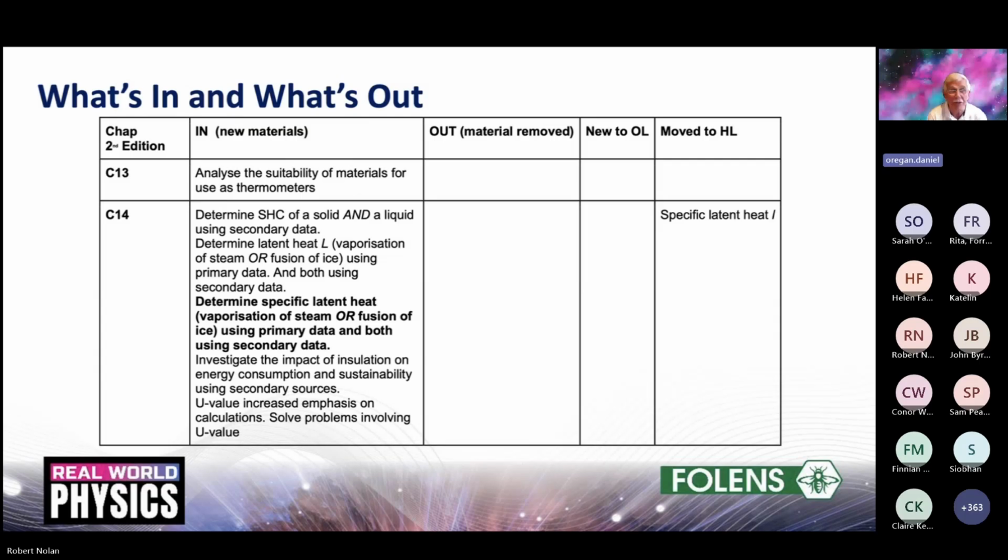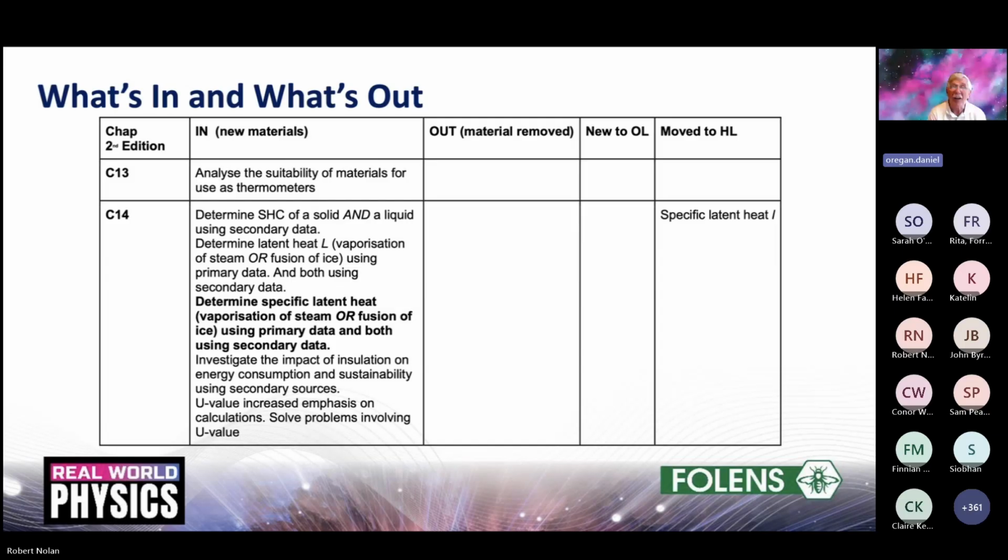New material, determine specific heat capacity of a solid and a liquid using secondary data. You could argue we were doing that already. Determine latent heat of vaporization of steam or fusion of ice using primary data. That means that pupils must be able to do an experiment to measure latent heat, and higher level need to be able to measure specific latent heat.